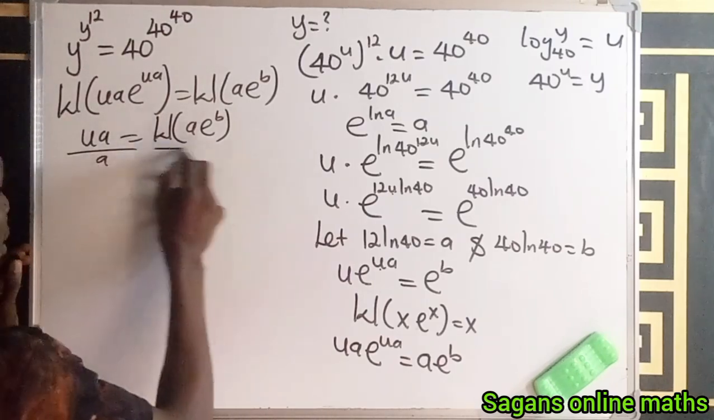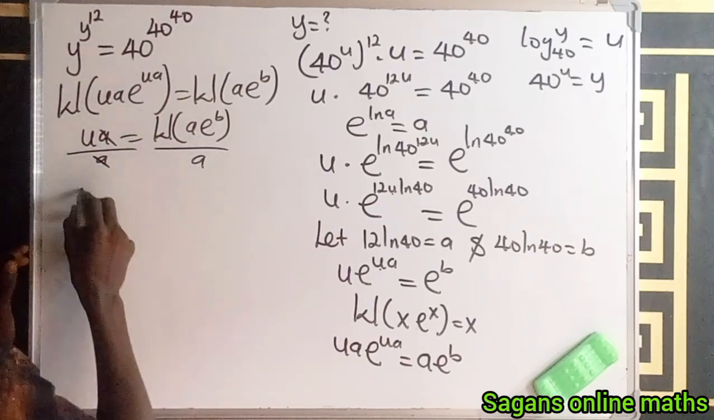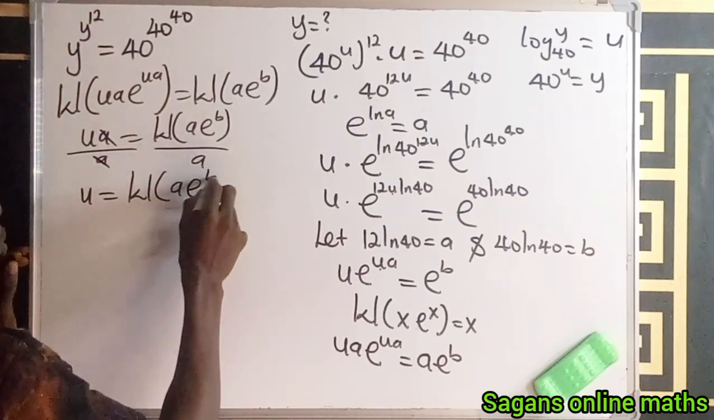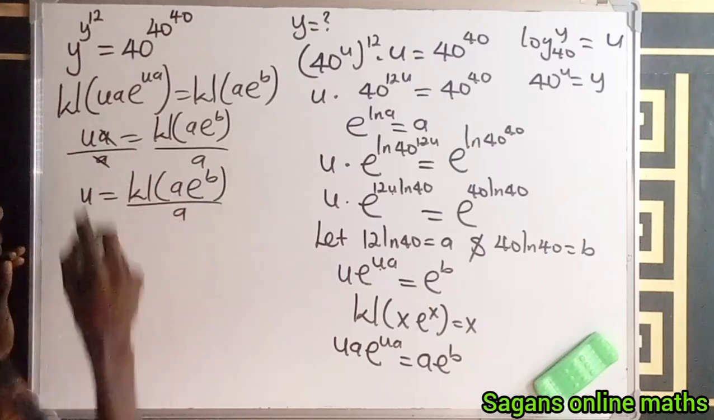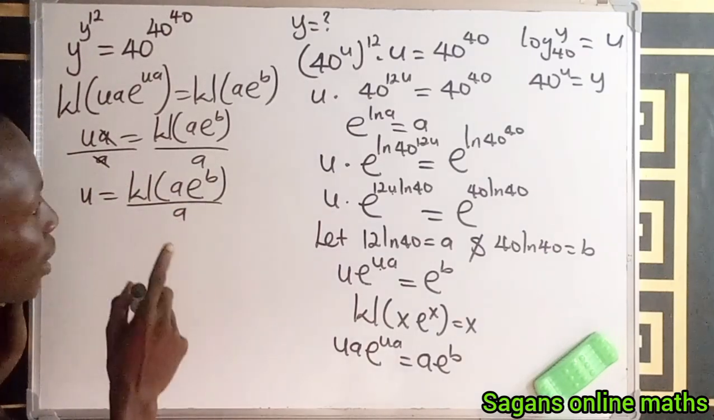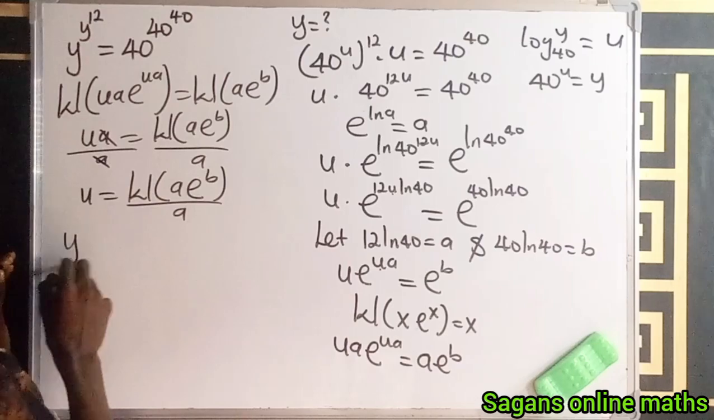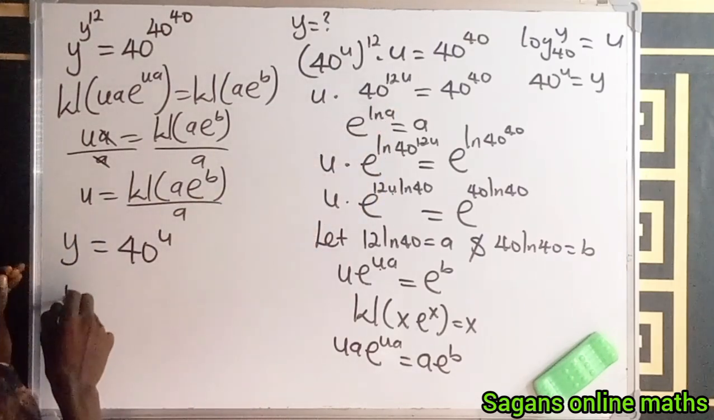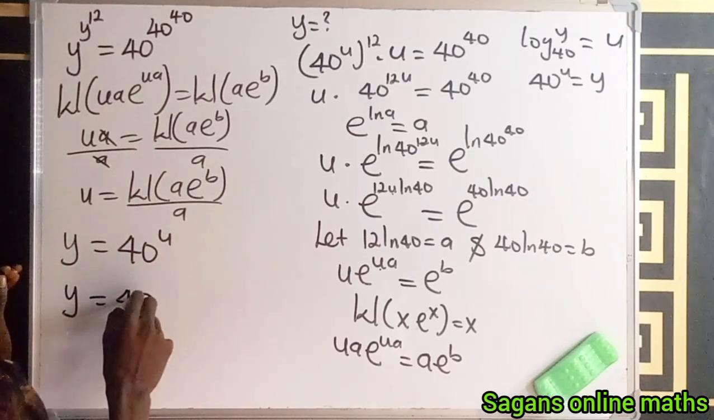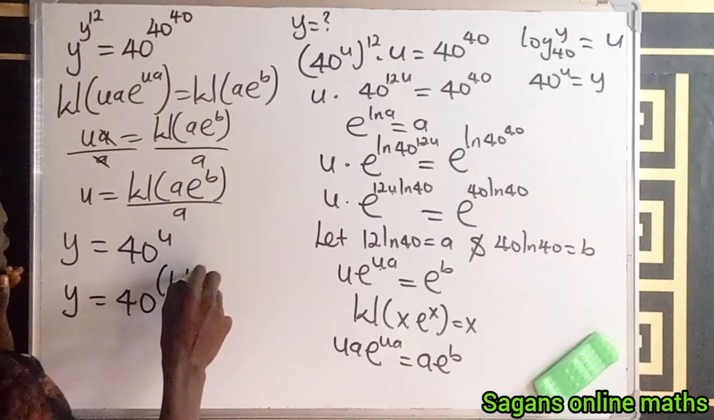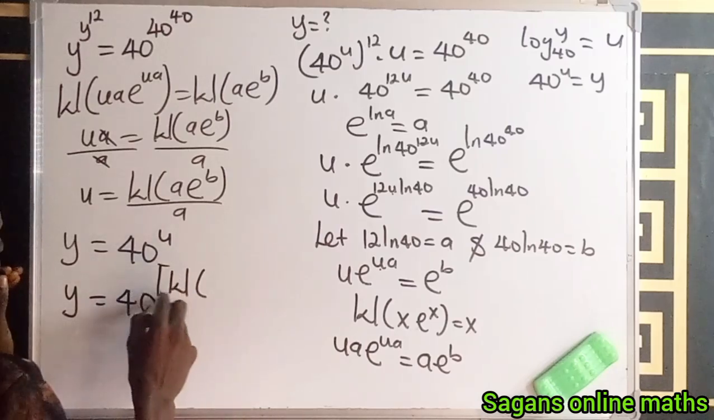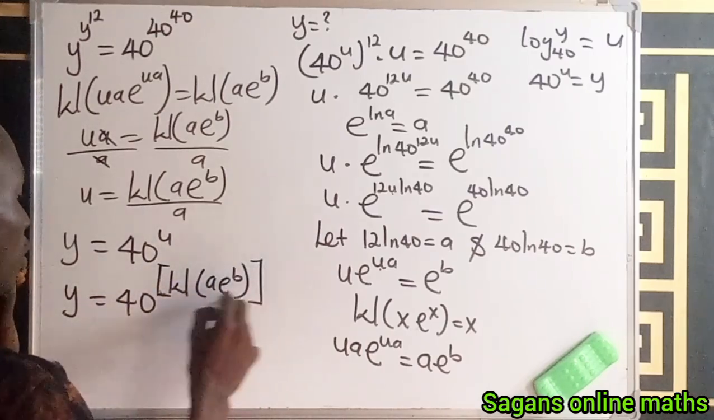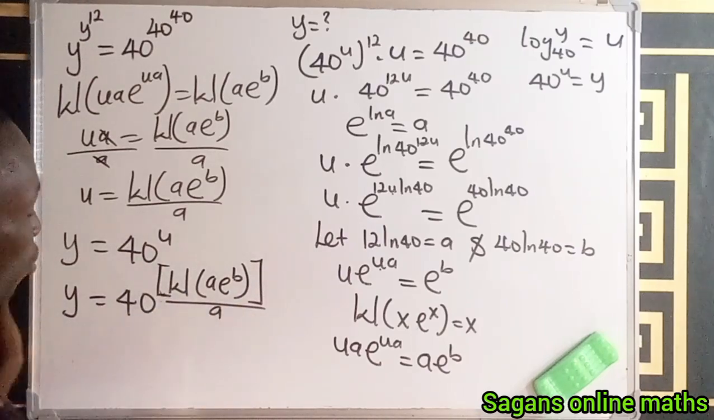Divide here by A and divide here by A. A will cancel out, so u is equal to the Lambert W function of A multiplied by e to the power B, divided by A. Wow. So that means y is equal to 40 to the power of u, as you can see from there. So it means that our y is equal to 40 to the power of the Lambert W function of, let me use brackets, A multiplied by e to the power B, then divided by A.